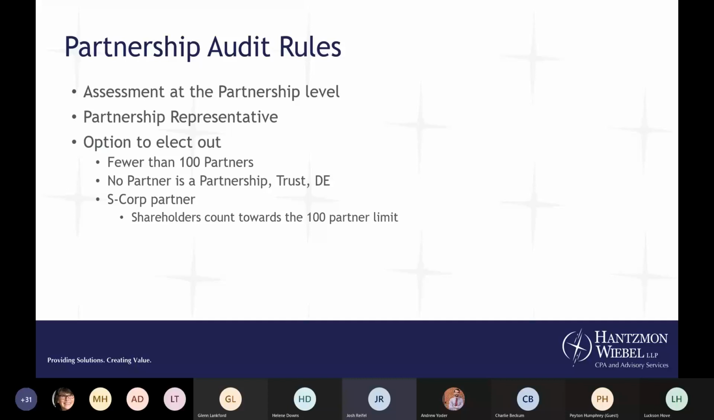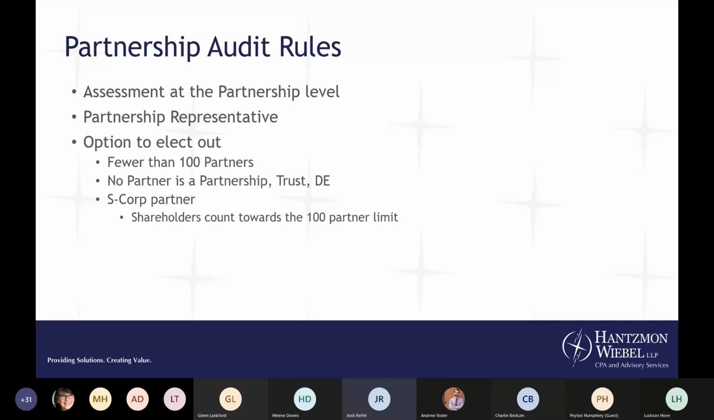All right. And in the case of an S corporation partner, an S corporation can be a partner, and the partnership can still qualify to elect out of the audit regime. However, any shareholders in that S corporation do count towards the 100 partner limit. So if you have an S corporation that has 500 shareholders in it, well, that exceeds the 100 partner limit. So that partnership cannot elect out of the partnership audit rules.